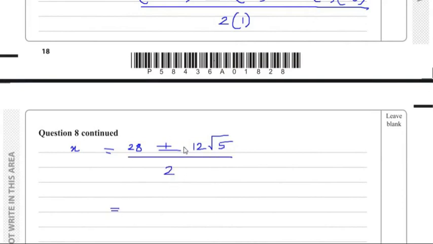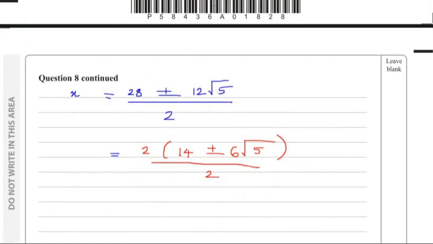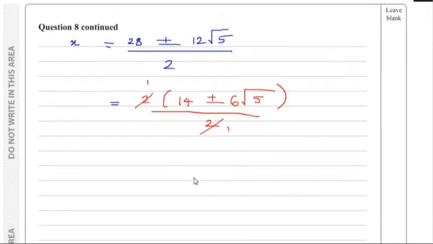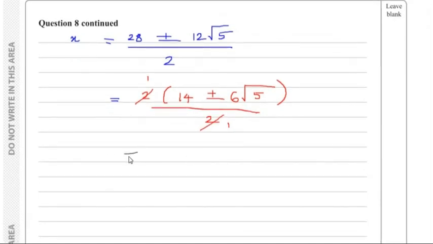Now we can see that we can take the 2 common out from these two terms. So 2, let us take it common out, and here we get it as 2 14 times is 28 plus minus 2 6 times gives you 12. So 6 root 5 over 2. Now we can see the 2 in the denominator can be cancelled with 2 in the numerator. They both divide each other. And finally we get the answer as 14 plus minus 6 root 5.